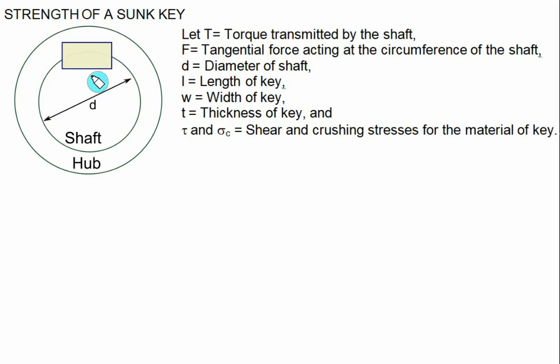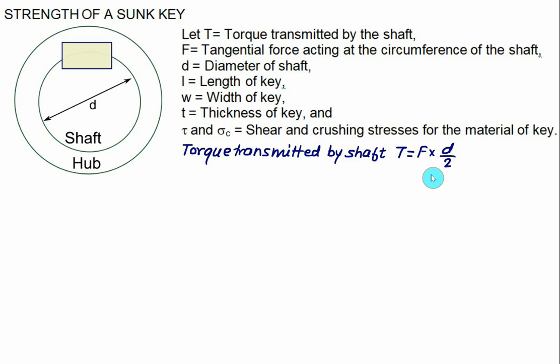For this, we'll consider here one rectangular key which is fitted in between the shaft and the hub. Let T be the torque transmitted by the shaft. So the torque transmitted by the shaft is T equal to F multiplied by the diameter divided by 2, so we have D by 2. So we'll consider here a rectangular sunk key. Let's consider this point as A. The other point will be B. So AB will divide the key into two halves. Let's say this point is C. This point is D. So this force F is acting on BD and on AC, that is the bottom portion of the key.